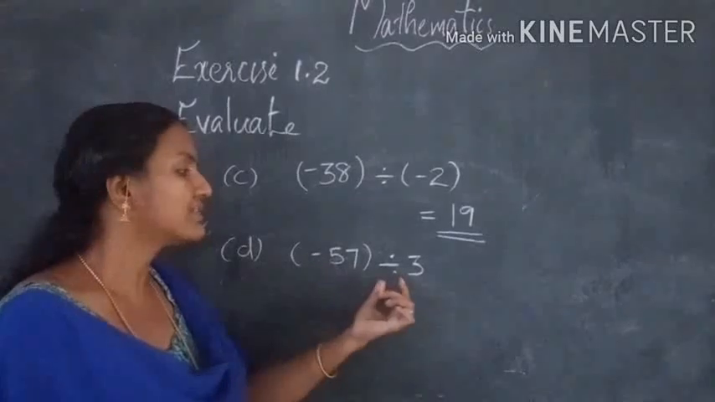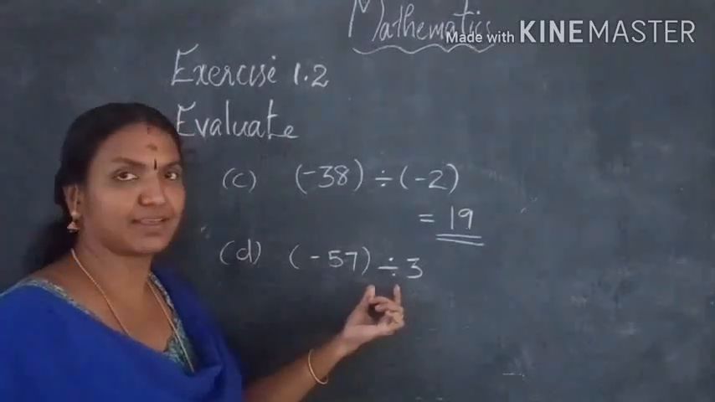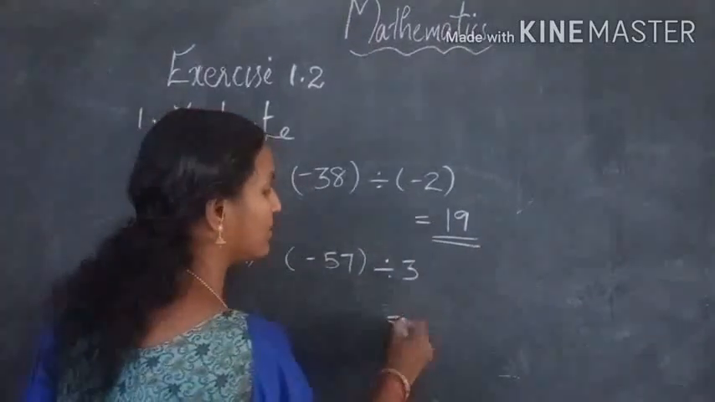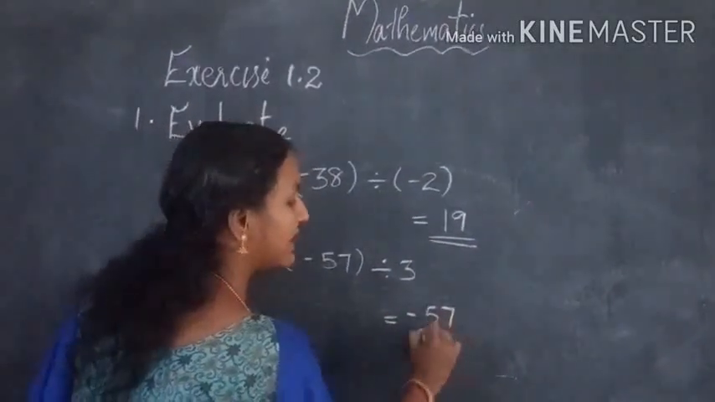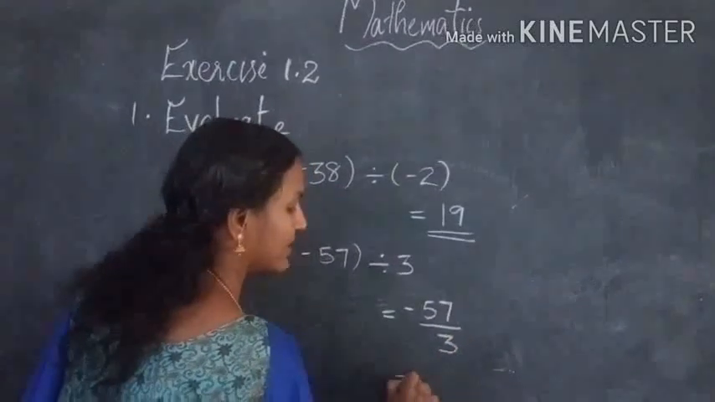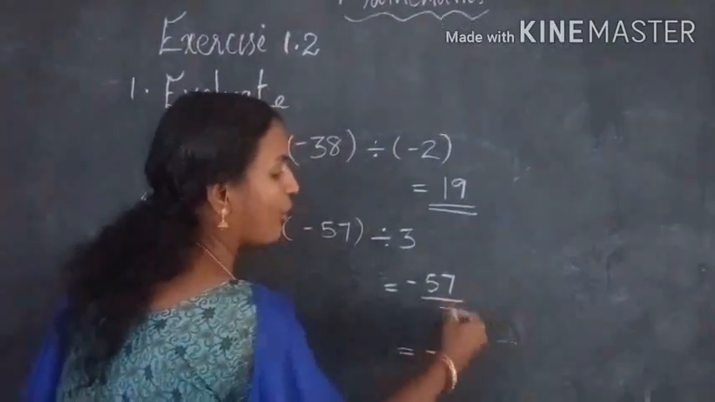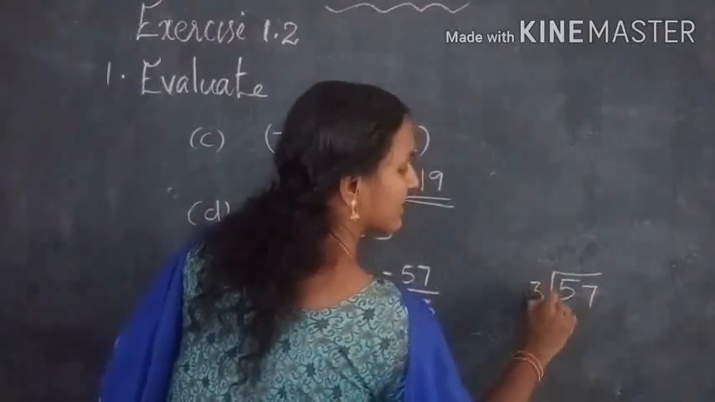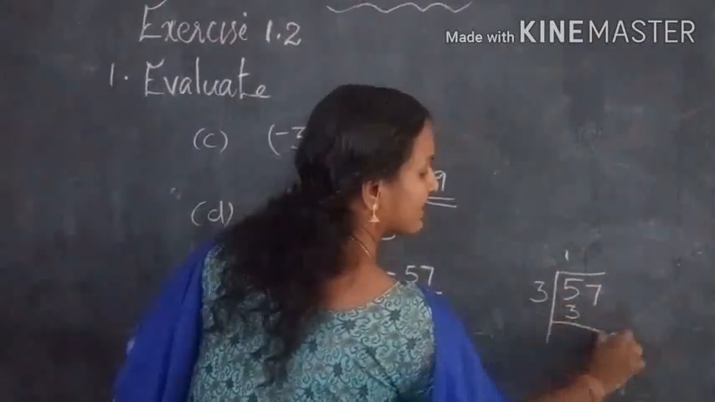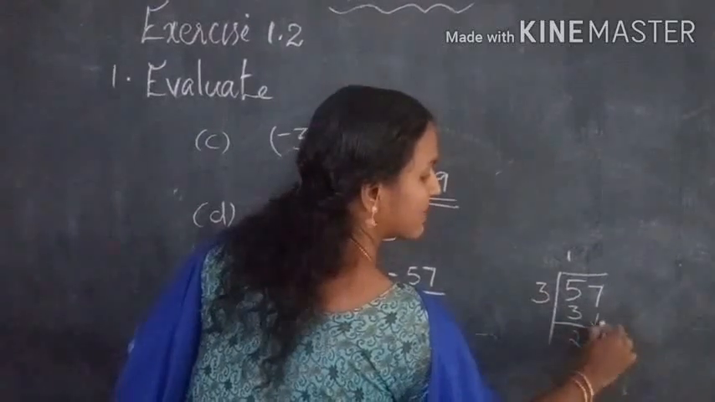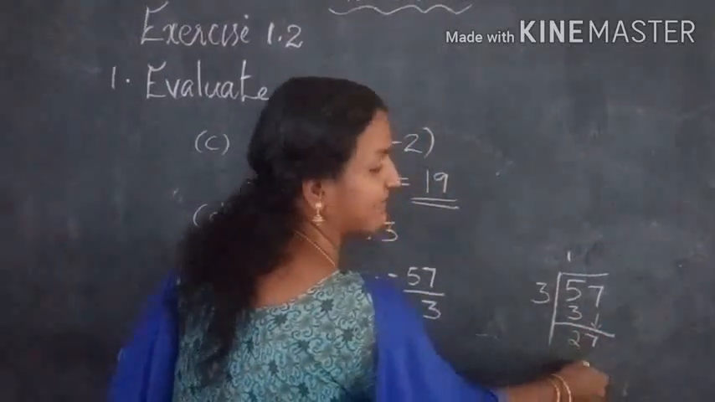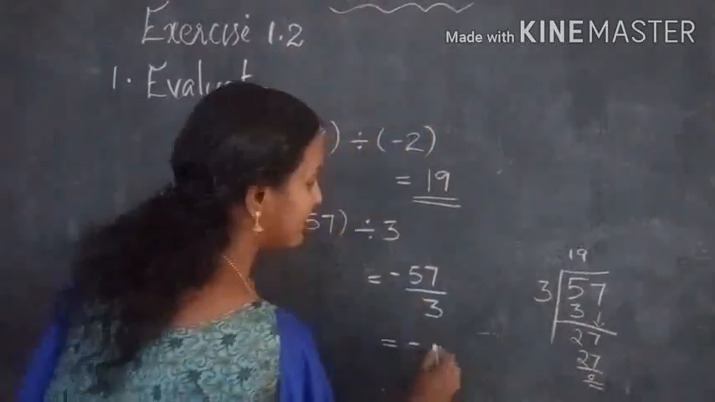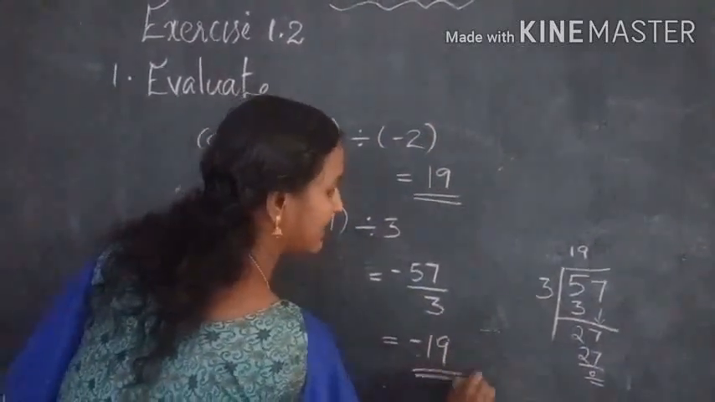Question number D, minus 57 divided by 3. Here, both the integers have different signs. So, the result will be negative. Is equal to minus 57 divided by 3. How many 3s are in 57? 1 3s are 3. Balance 2. The next number is 7. How many 3s are in 27? 9 3s are 27. So the answer is minus 19.